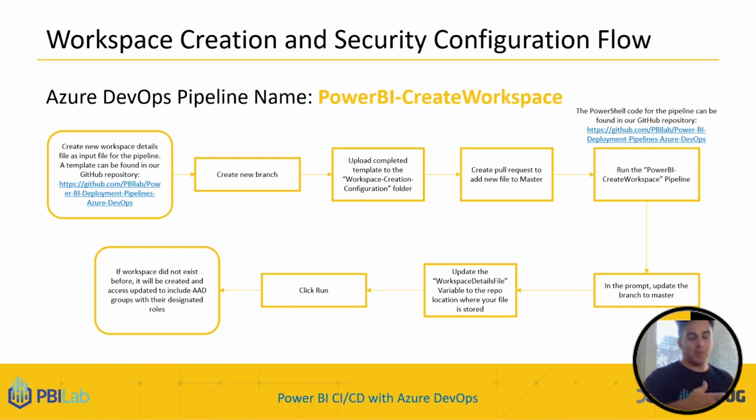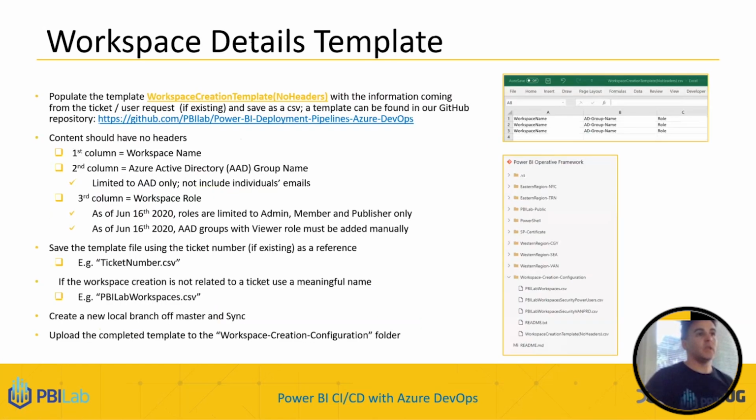when I'm running the pipeline, it takes a little bit and is creating the workspace, and if the workspace exists, it's just assigning the security as per my template. If the workspace doesn't exist, it's creating the workspace and assigning the security. So let's have a look at this in the real scenario, and then I'll ask you to follow the slides for more details because not everything is possible.